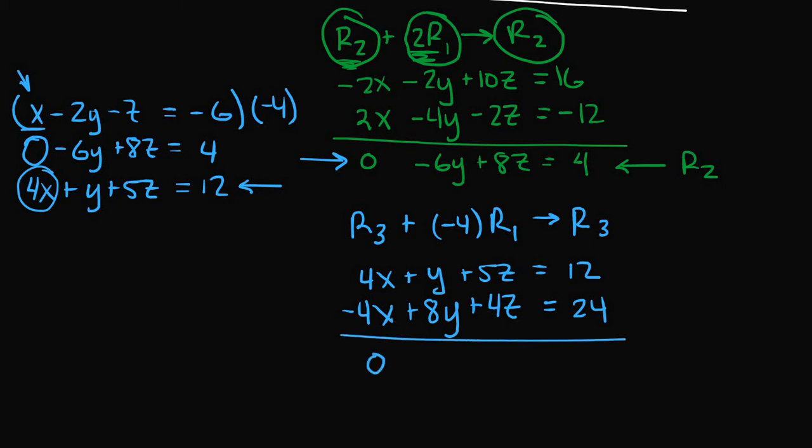The first column, we're going to get 0. And then 8y plus y, we're going to get 9y. And then 5z plus 4z, we're also going to get 9 times z. And that's going to be equal to, well, 12 plus 24 is 36, right? So this is our new R3.